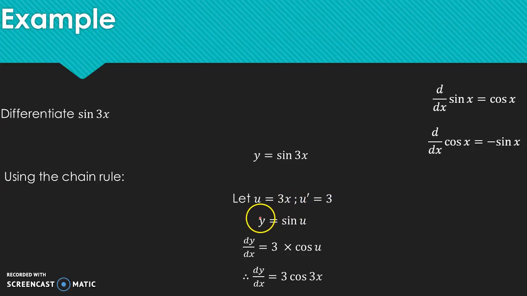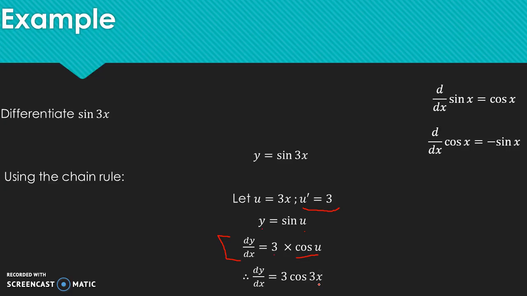So if we rewrite this as y equals sine u, this is the chain rule here. So the derivative of y with respect to x equals the derivative of u, which is here, multiplied by the derivative of y with respect to u, which is our cos u. Alright, substituting 3x back in for u, we get that the derivative becomes 3 cos 3x.